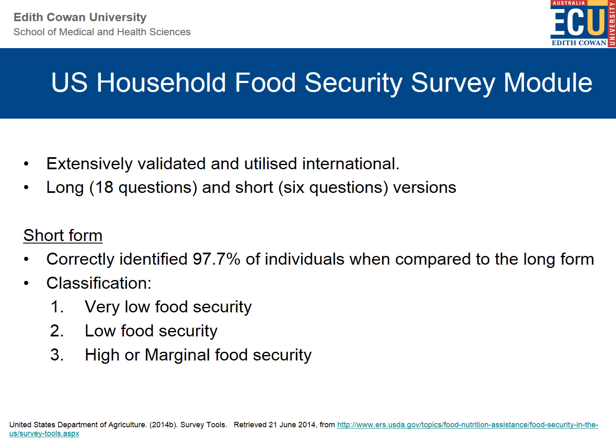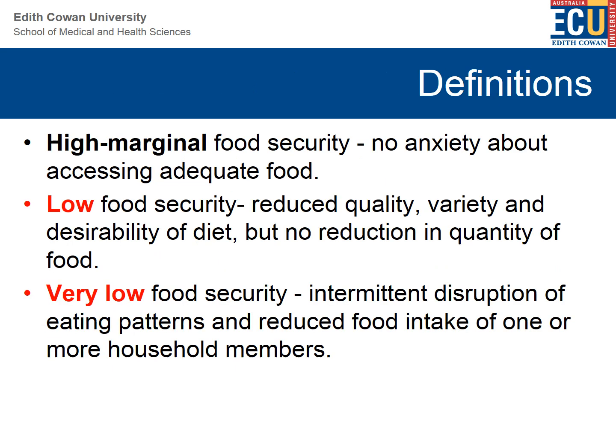The short form can correctly identify approximately 98% of individuals when compared to the longer version. The short form identifies or classifies people into 3 groups. These are very low, low, and high marginal food security.